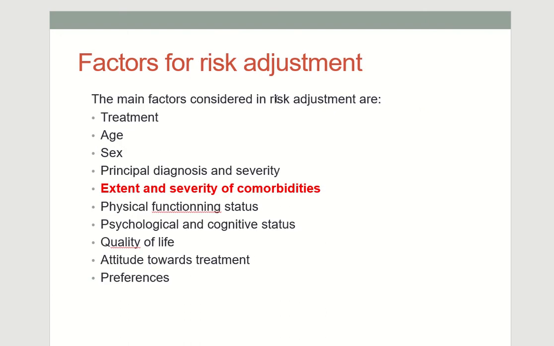So the main factors considered in risk adjustment are the treatment, the age, sex, the extent and severity of comorbidities, etc. The extent and severity of comorbidity is in red, I think, because it's one of the most important ones. And you have examples later in the slides. I'm not going to go over them, the different ways you can adjust for them.